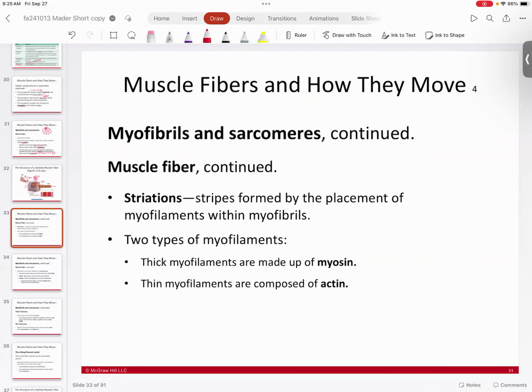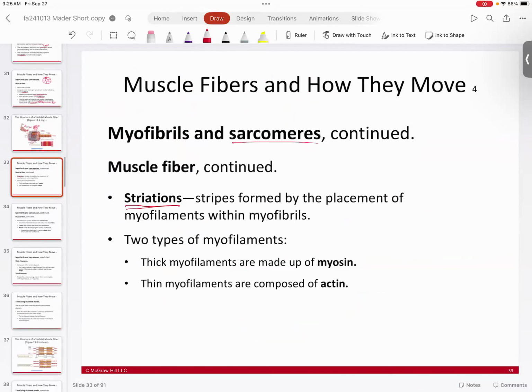Now, let's go ahead and take a look at the sarcomeres. The sarcomeres are essentially what's behind the striations. Remember, we had the striations in skeletal muscles. The striations are there because of the way we orient our myofilaments inside our myofibrils. There's two different types of myofilaments. These are the protein threads. First of all, there's what's called the thick filaments, which is made of a protein called myosin, which is a type of motor protein.